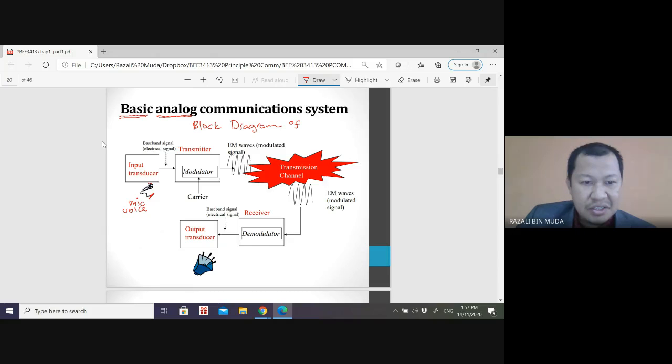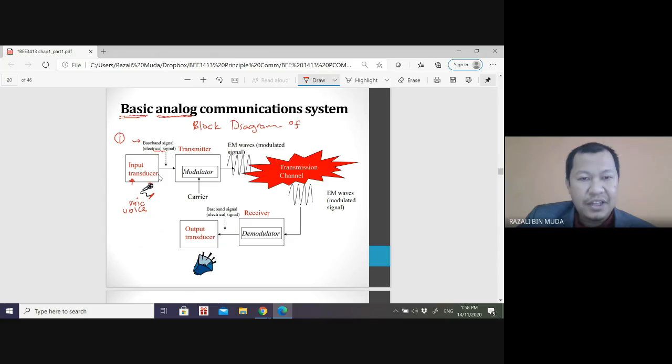This mic is called the input transducer, which converts our voice into some kind of electrical signal. This electrical signal now becomes the baseband signal. So you have the input transducer or microphone, voice, which is information, converted. Transducer means something to transform or convert. So this transducer converts voice into a low frequency electrical signal, also known as the baseband signal. This is the first part.